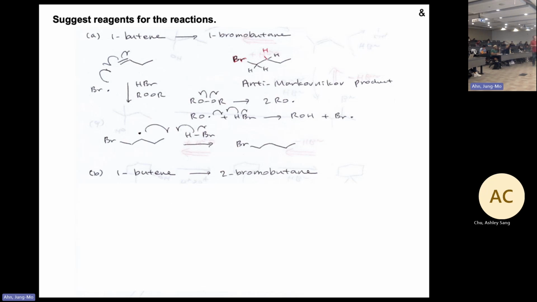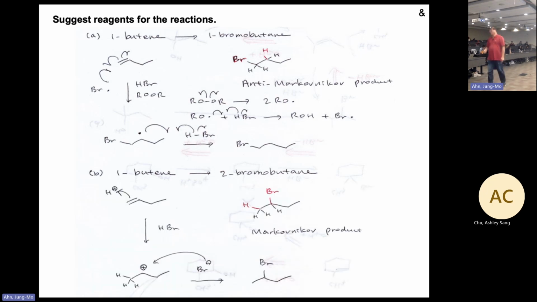That bromine radical is going to be added first, but the addition goes to the less substituted side, right? So the more substituted side becomes a radical, a more stable radical. And that's going to get the hydrogen from HBr. So you get these anti-Markovnikov addition products.